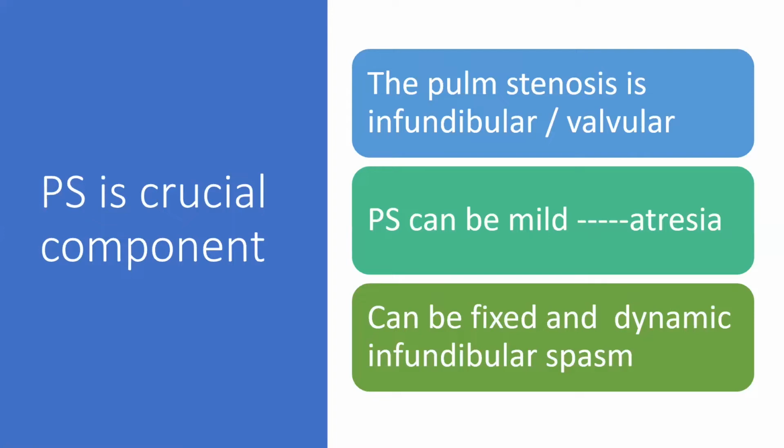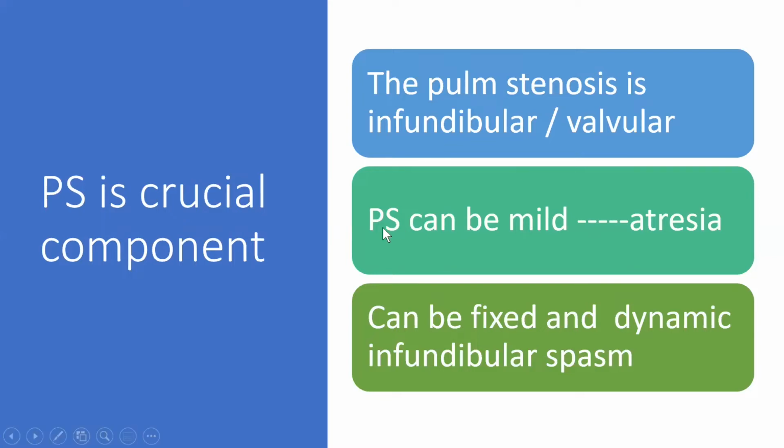Now, a very important point to remember is, out of the 4 features that we said, the pulmonary stenosis is the most crucial component. The pulmonary stenosis is the most important component of Fallot, which decides a lot of things. Now, why do we say that? The pulmonary stenosis is usually infundibular, but can be valvular and infundibular. Both are possible. Infundibular is not at the valve, it is below, whereas the valvular is valvular PS.